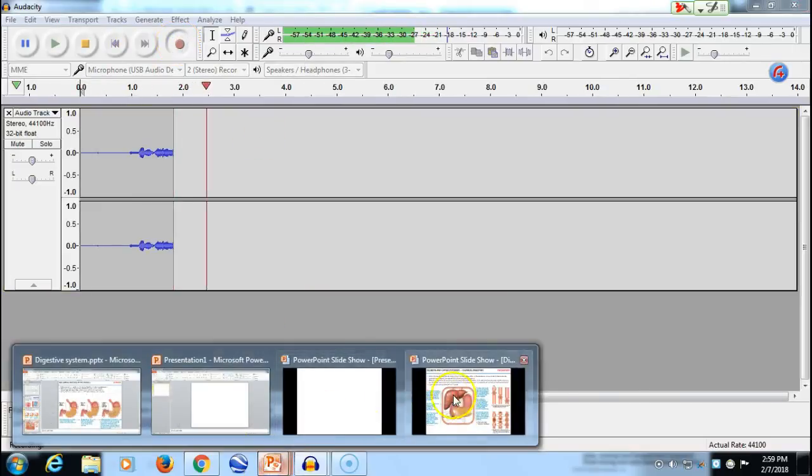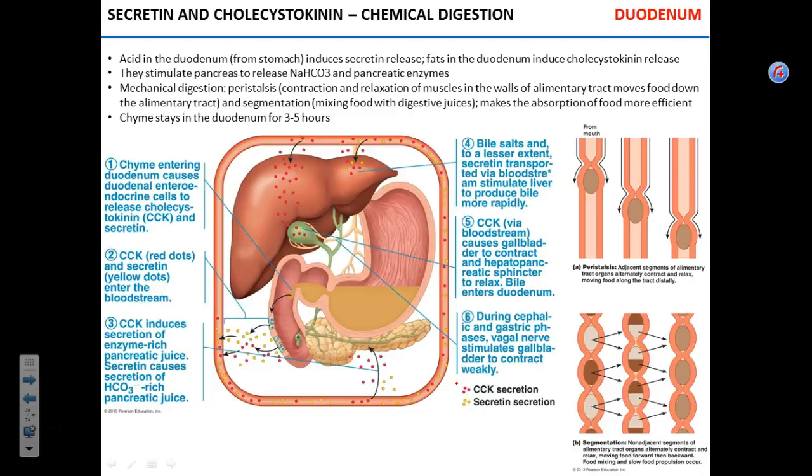Okay, this is where we stop. So regulation of digestive activities by secretin and cholecystokinin.